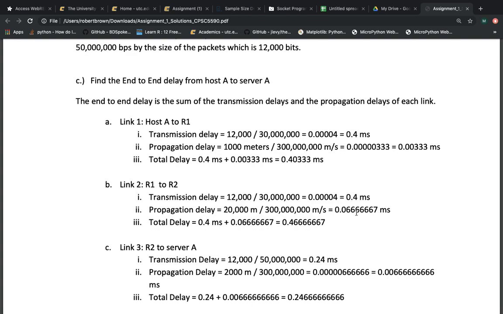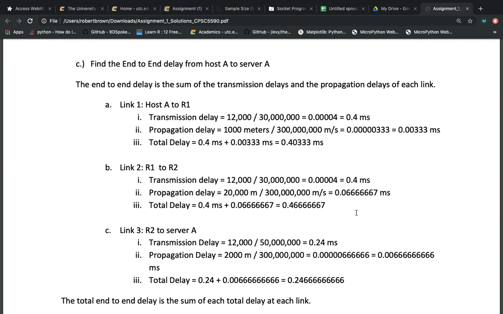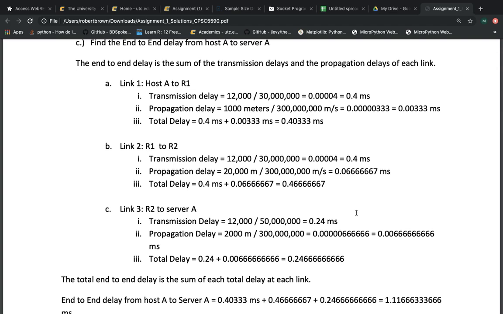Problem C. Find the end-to-end delay from host A to server A. To do this, you would need to find the delay at each link, be link 1, link 2, and link 3. Link 1 is host A to R1. The transmission delay is 12,000 bits, which is the size of the packet, divided by the transfer rate, which is 30 million bits per second.